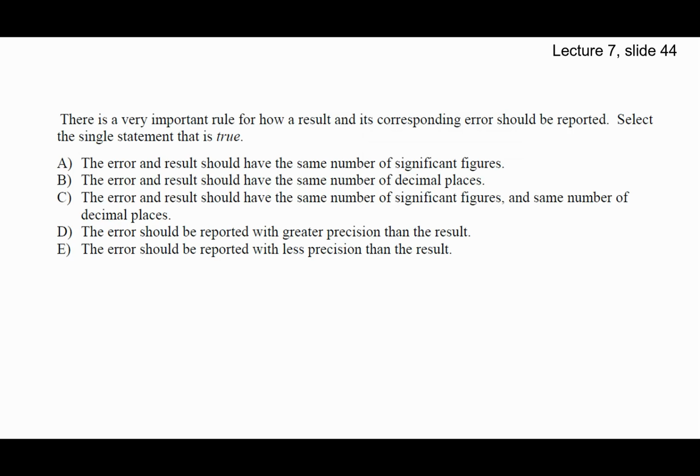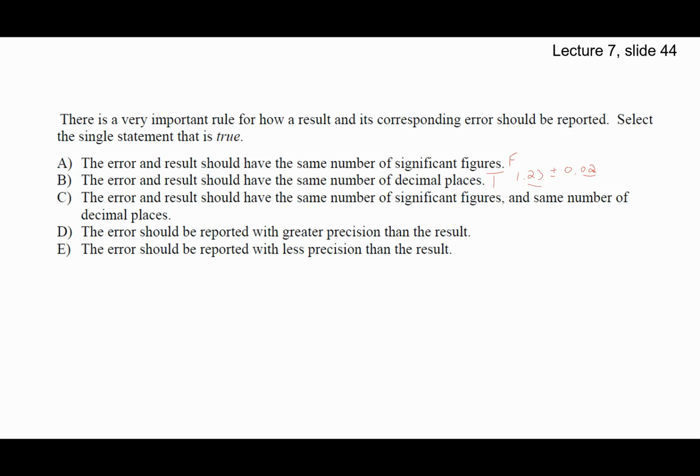Let's see. There is a very important rule for how results and their corresponding error should be reported. Select a single statement that is true. The error and result should have the same number of significant figures. No. Your error should have one significant figure unless it begins with a 1 or 2. In this case it'll have 2, but you have no idea. I mean, the average can have multiple. That's kind of silly. B, the error and result should have the same number of decimal places. Yeah, that's technically 2. If you have 1.23 plus or minus 0.02, you have 2 decimal places there. Not significant figures, decimal places. Yeah, that's true.